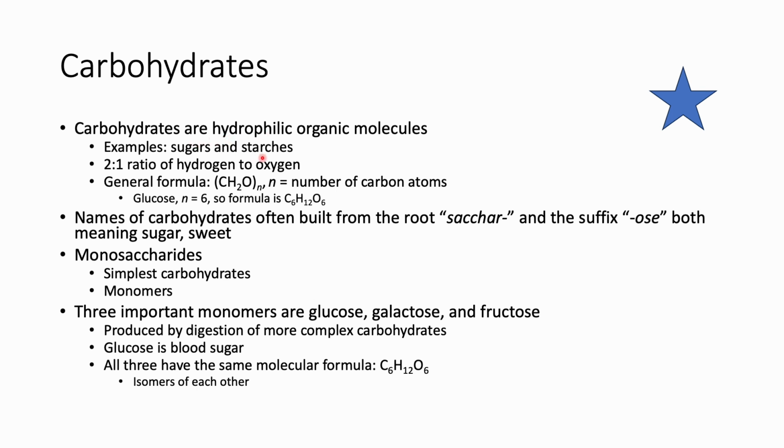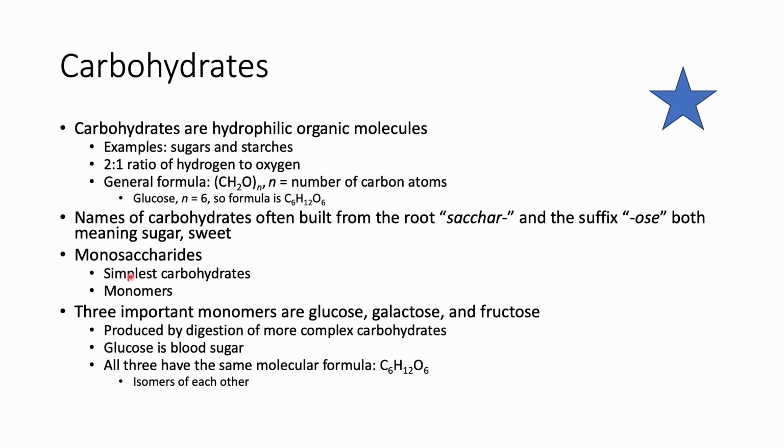The sugars and starches, these carbohydrates, they have a general formula of CnH2nOn. And then the n tells you the number of carbons. So if the number of carbons is 6, you will have C6H12O6. And when it comes to the naming of your carbohydrates, it often has the root word saccharine and the suffix "-ose". So we're gonna see that in a bunch of examples in the next couple of slides.